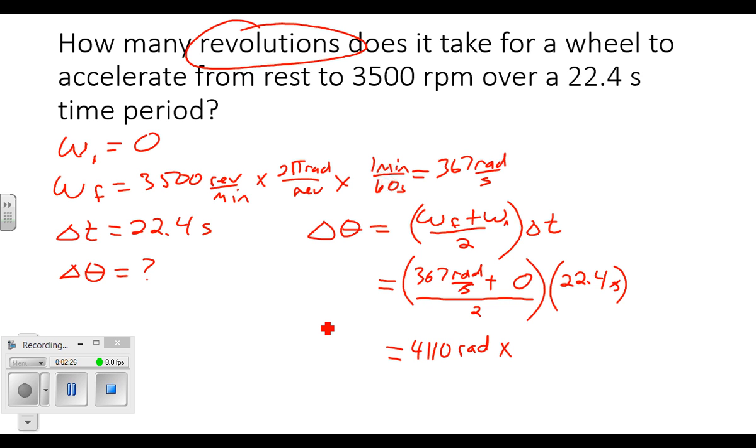We need to multiply times a revolution per 2 pi radians. So essentially dividing that by 2 pi gives you, I get 654 revolutions. Okay, so I would again invite you to check all my math and make sure it's right. But here we have a displacement problem given an initial and final velocity and a time.